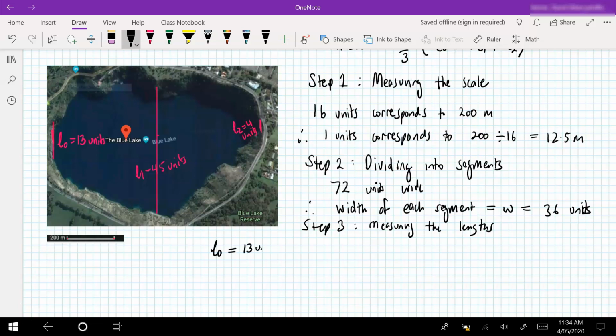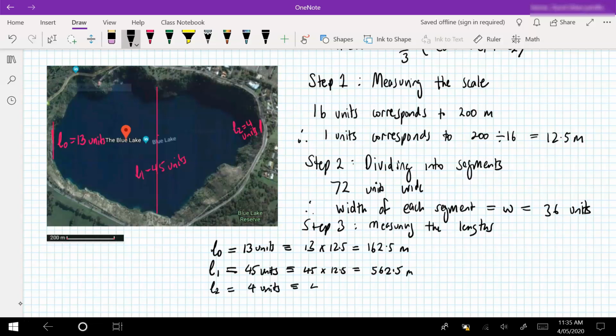So having calculated those lengths in terms of our units, we then need to convert those into the length in metres. We do that by multiplying each of the figures by 12.5, so that's our conversion that we calculated in step 1. So we begin by calculating L0, which is 13 units, multiply that by 12.5, we get 162.5, and we do the same for L1. So L1, remember, is 45 units, multiplying that by 12.5, we get a length of 562.5 metres. And then finally L2 was 4 units, multiplying that by 12.5, we get a length of 50 metres. Finally, we do the conversion for W, so W is 36 units, times 12.5, we get 450 metres.